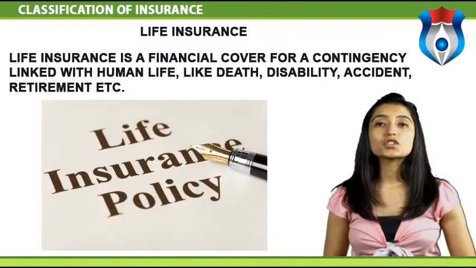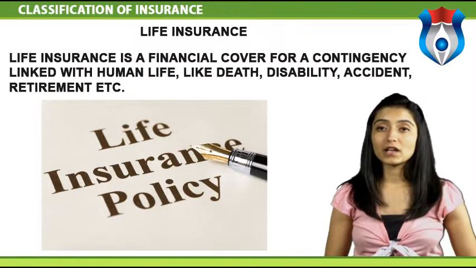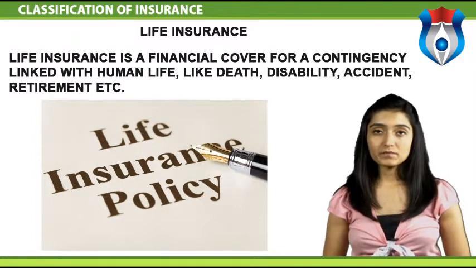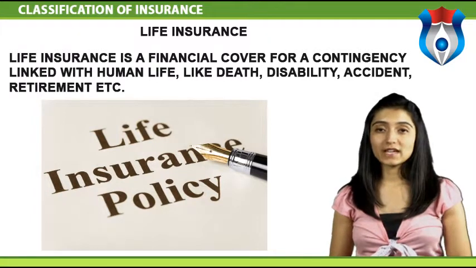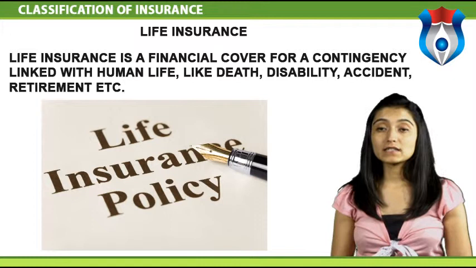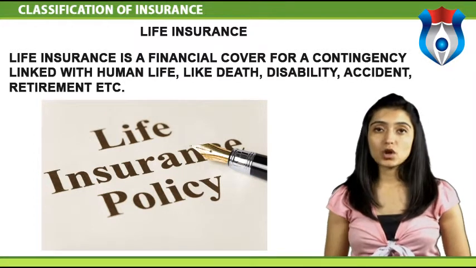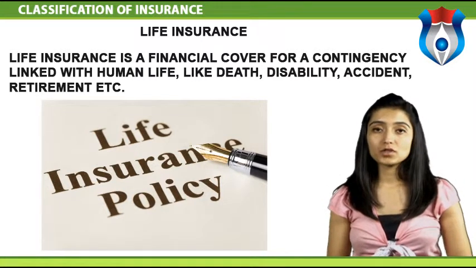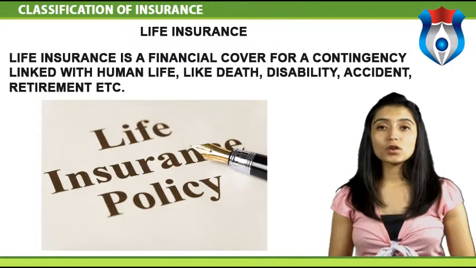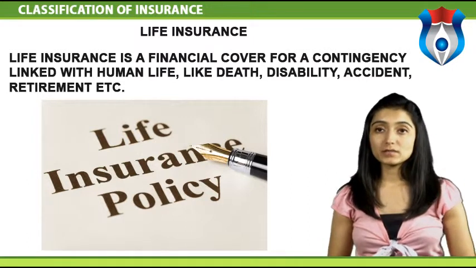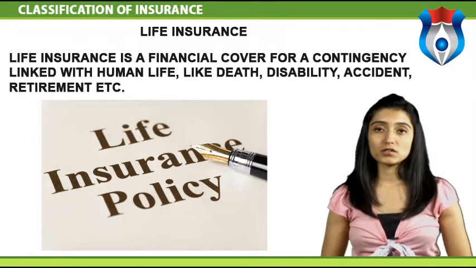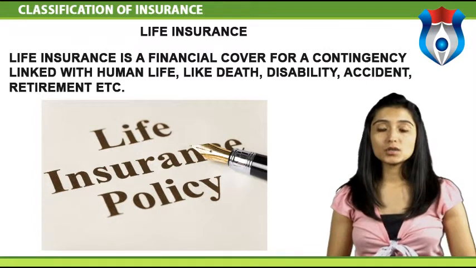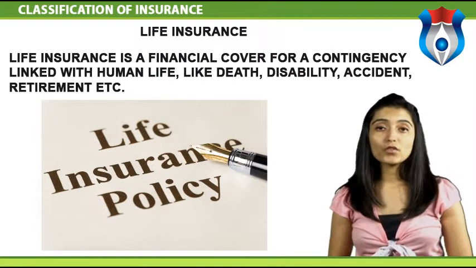Life insurance is a financial cover for a contingency linked with human life like death, disability, accident, retirement, etc. Human life is subject to risks of death and disability due to natural and accidental causes. When human life is lost or a person is disabled permanently or temporarily, there is loss of income to the household. Though human life cannot be valued, a monetary sum could be determined based on the loss of income in future years. Hence, in life insurance, the sum assured or the amount guaranteed to be paid in the event of a loss is by way of a benefit.